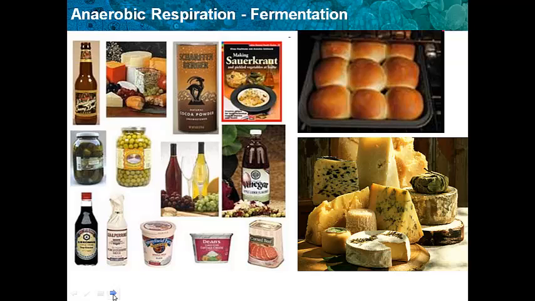There's things like blue cheese, for example, that are made through a bacterial or fungal fermentation process. Soy sauce, sauerkraut, alcoholic drinks like beer and wine, yogurt has bacteria in it that help to ferment things, vinegar. So all of those products that we actually eat a lot of are dependent upon this fermentation process as well. So it's not just a matter of getting energy for those organisms, but also impacts your everyday life.